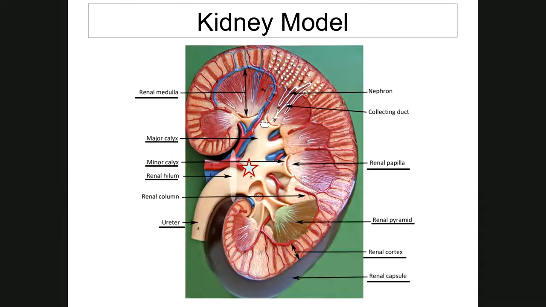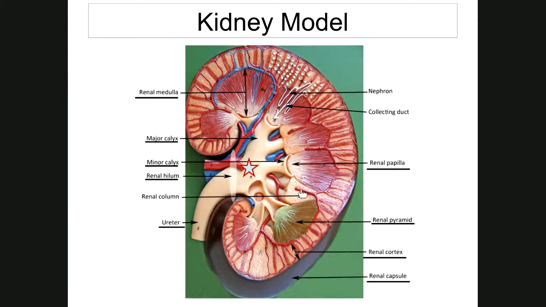Renal columns, a renal column, C-O-L-U-M-N, portions of the cortex between the pyramids. So you have it pointed out right here. Over here you can see renal columns, which are in the medulla, but they're portions of the cortex which dip down into the medulla.